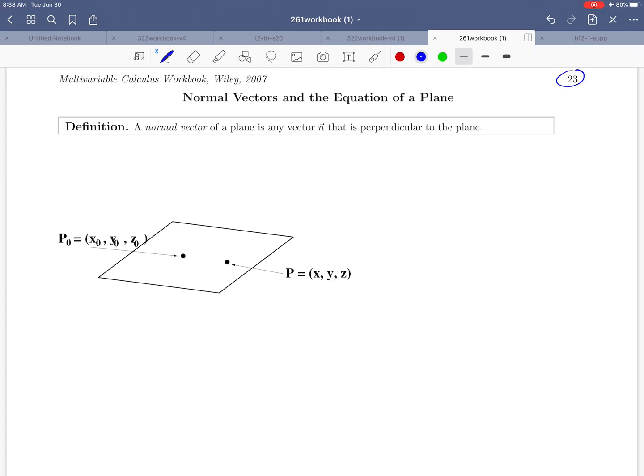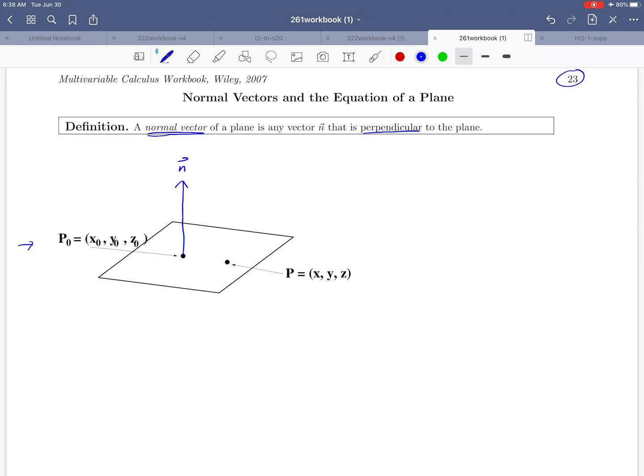This particular formula for the equation of a plane is going to have to do with something known as a normal vector to a plane. What do we mean by that? Well, a normal vector just means any vector that's perpendicular to the plane. So if you take the plane that's shown in the picture down here, a normal vector would just be any vector that sticks off perpendicular to that.